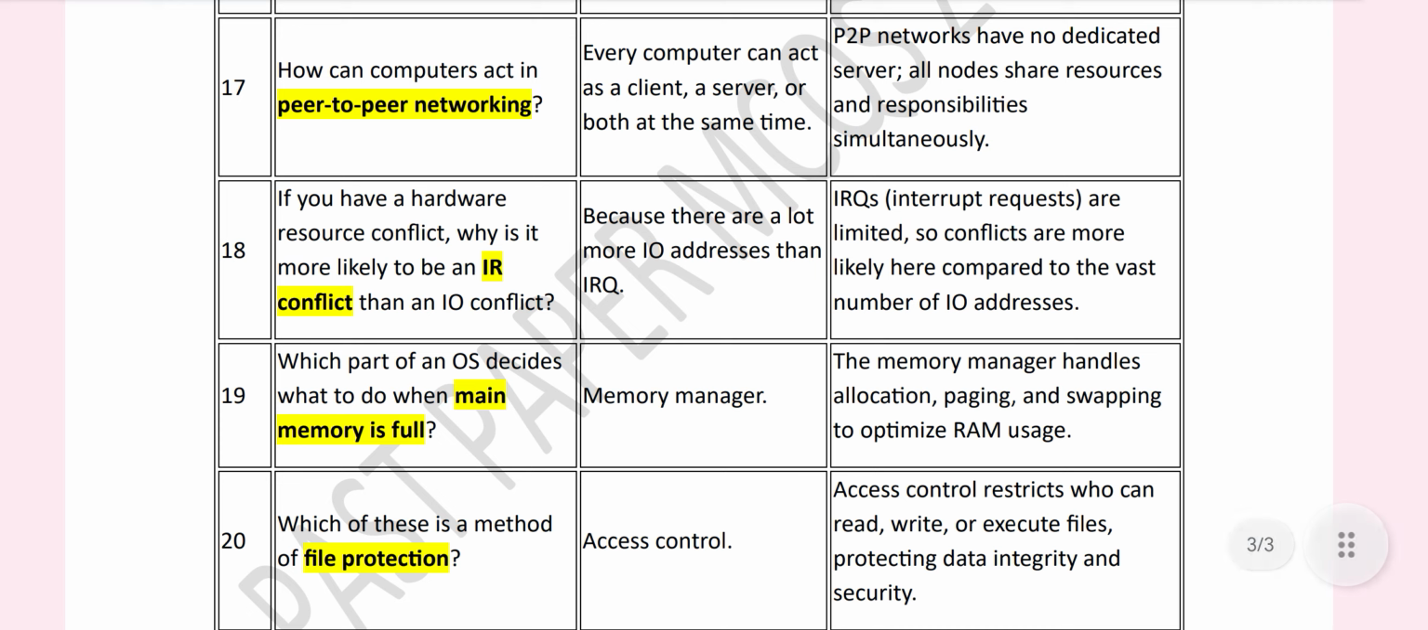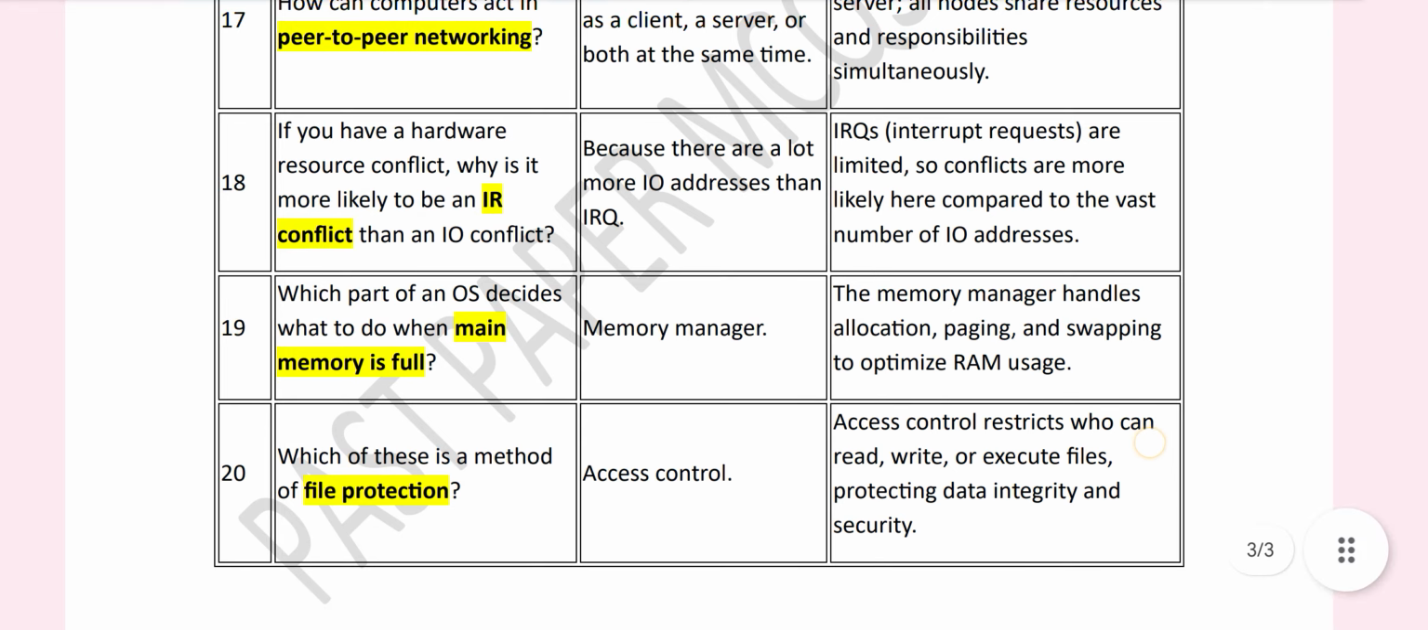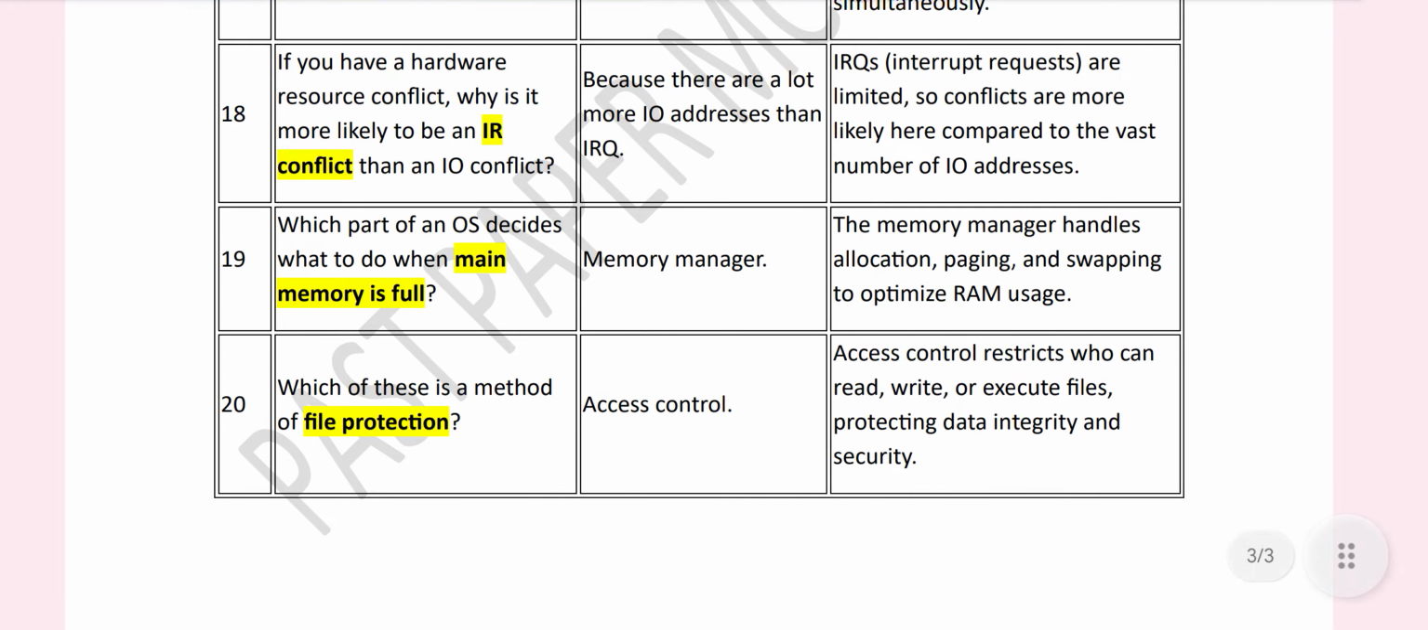Next is, if you have a hardware resource conflict, why is it more likely to be an IRQ conflict than an input-output conflict? Because there are a lot more IO addresses than IRQs. IRQ interrupt requests are limited, so conflicts are more likely here compared to the vast number of IO addresses.